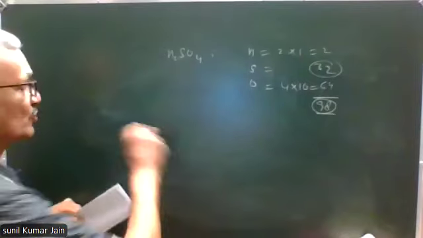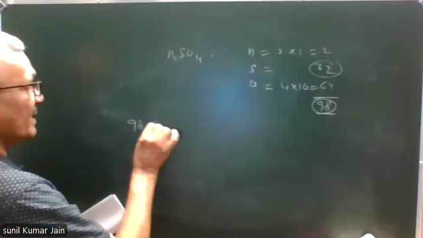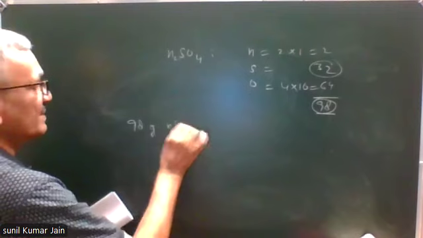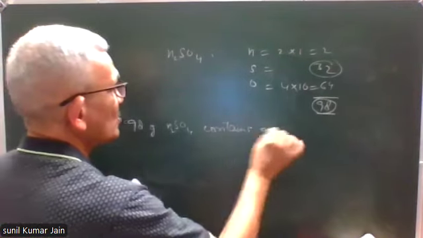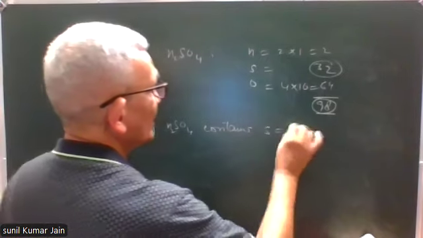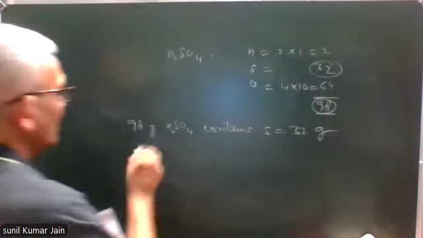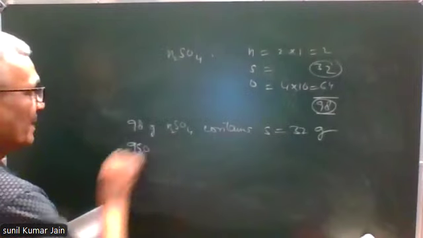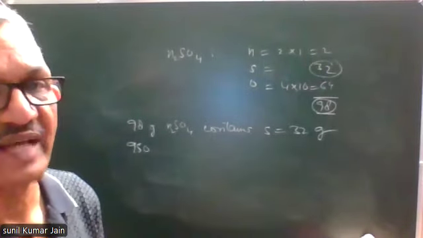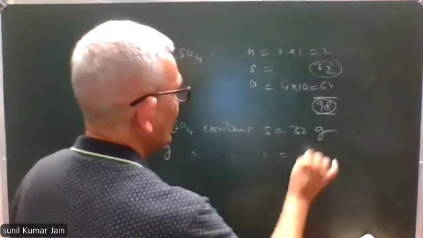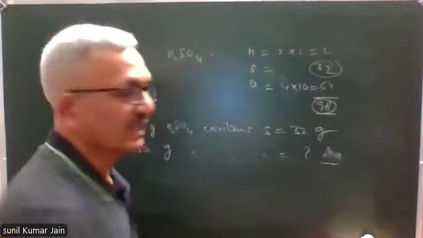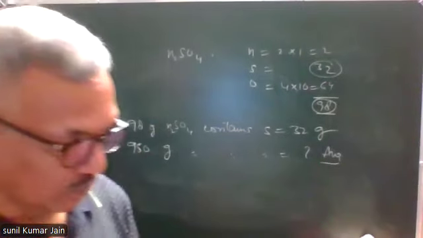So we can use the unitary method. 98 grams of sulfuric acid contains sulfur equal to 32 grams. 0.95 kg means 950 grams contains how much, that you can calculate. This will be the answer.